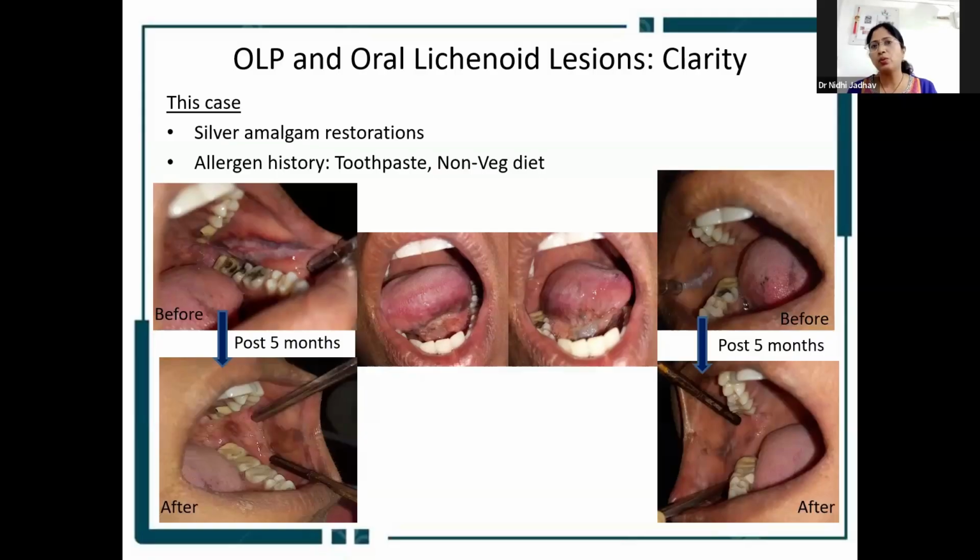So in coordination with the referring clinician, all the fillings here were replaced along with the treatment, which after 5 months of treatment was uneventful. So this clarity is very important, differentiating oral lichen planus from the oral lichenoid lesions.